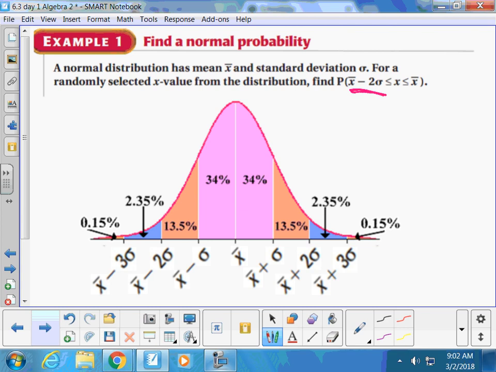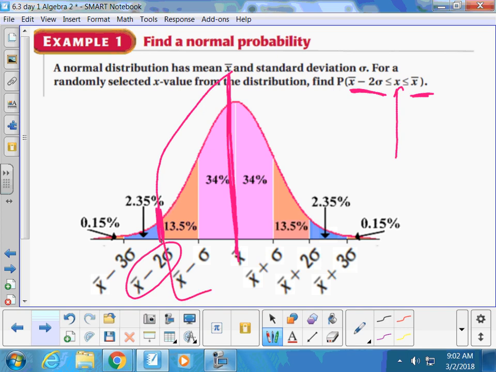This right here would basically be saying go 2 standard deviations below the mean. So I'm going to circle that right here. That would be this line. Find the probability that we are between there and the mean. So we want the probability that our x value will fall between this pink line and this pink line. We're basically going to add up these percentages. So 13.5% and 34%. So 47.5%.